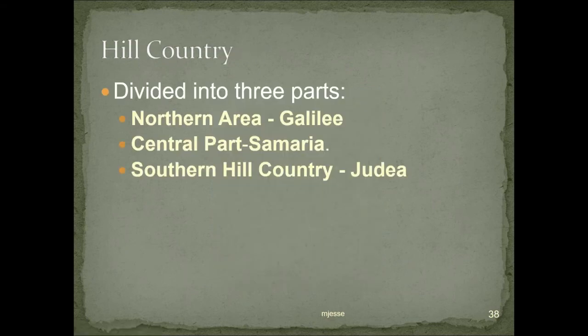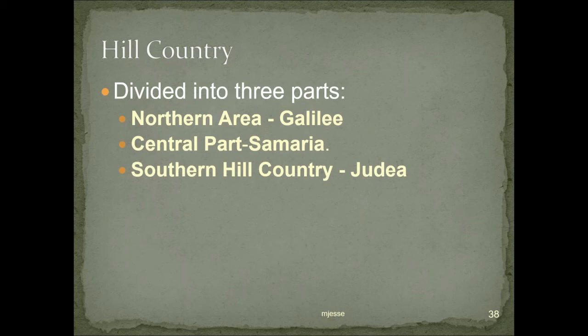The hill country is divided into three parts. The northern area begins just above Tyre and extends southward to the valley of Esdraelon. This is called Galilee. The mountains are very high. It has a very fertile valley area. And the flat terrain of that particular valley was also a staging area for many battles that we find in the Hebrew Bible.